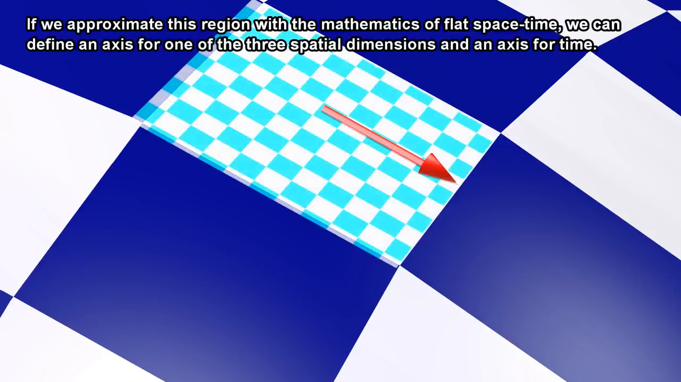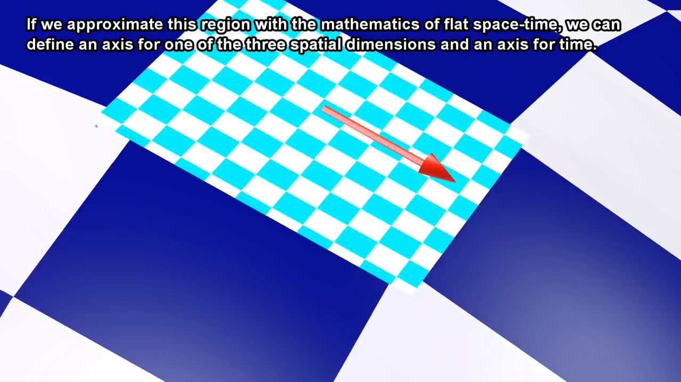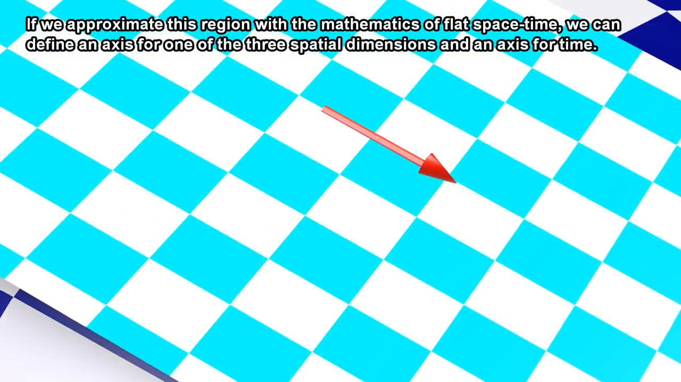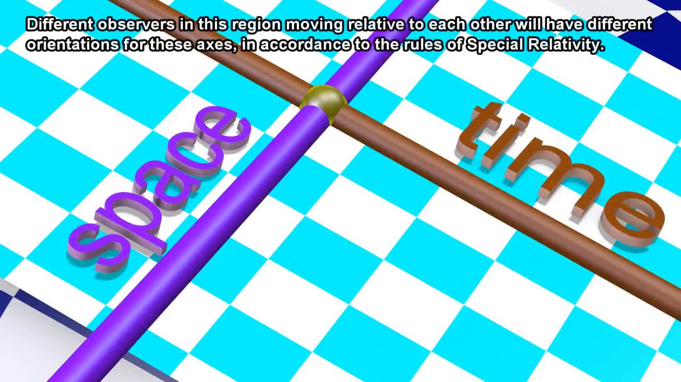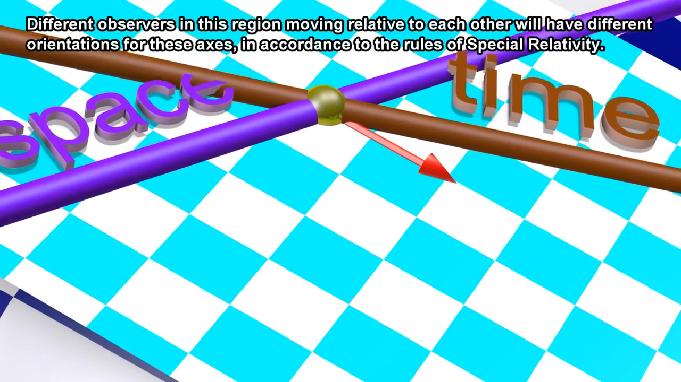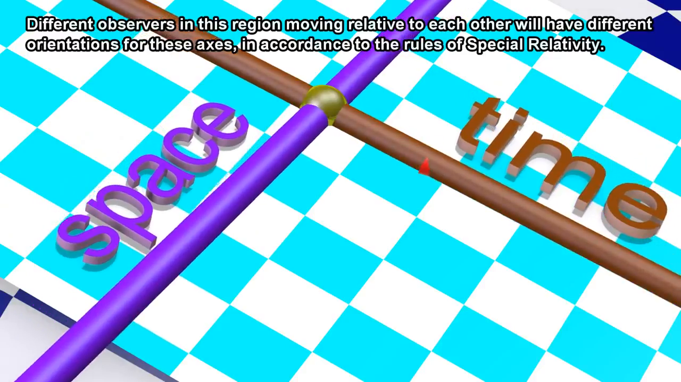Just as the Earth appears flat to us when we are looking at only a tiny portion of it, this curved space-time will also appear flat if we zoom in and look at only a tiny section. If we approximate this region with the mathematics of flat space-time, we can define an axis for one of the three spatial dimensions and an axis for time. Different observers in this region moving relative to each other will have different orientations for these axes in accordance to the rules of special relativity.